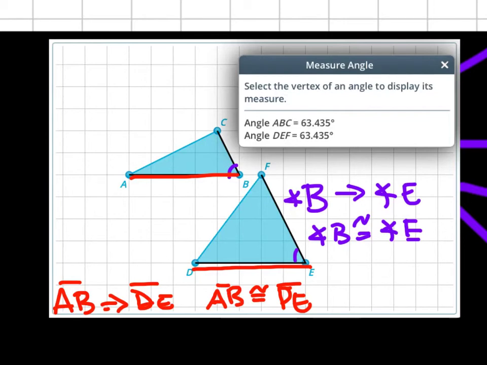However, are these triangles congruent? No. I know you can already see it, but no. Clearly BC and EF are not congruent sides at all. They're not congruent. Nope.